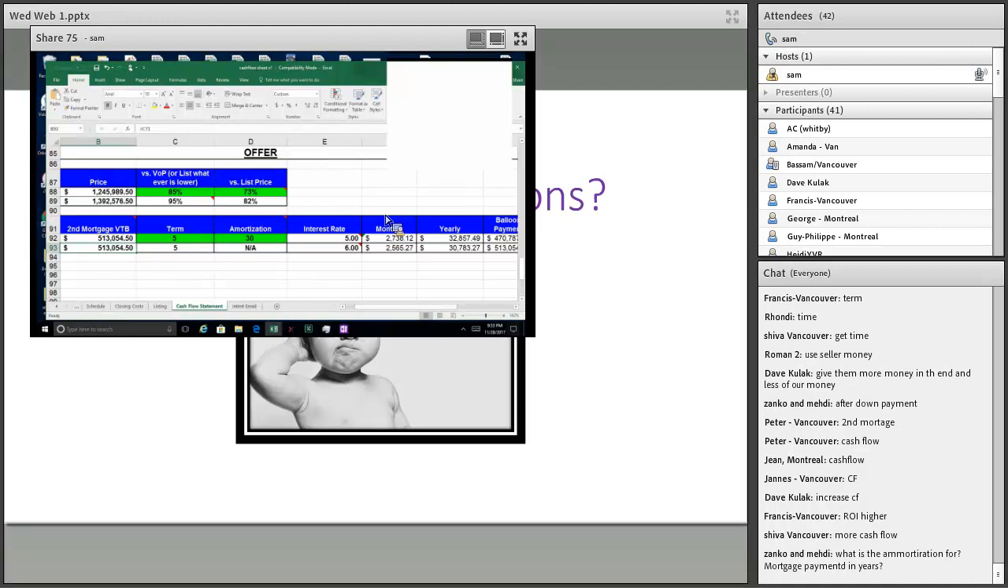What is the amortization for mortgage payment years? Amortization means how many years it'll take to pay the loan in full. What they do with amortization is they take the amount and the interest and break it up over 30 years. They divide it basically by 30 years, which is 30 times 12. How many payments is that? 360. 10 years is 120, so 360 payments.